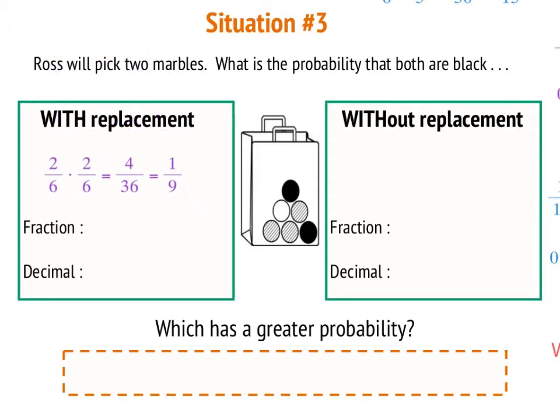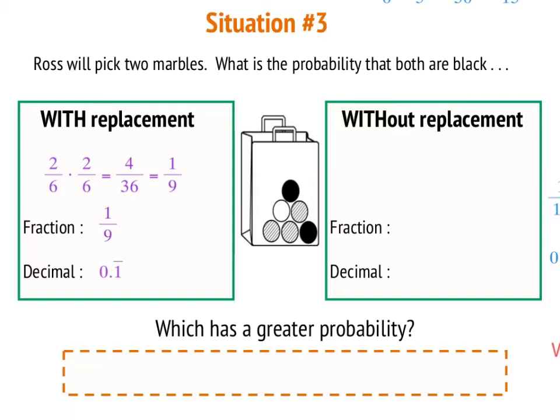We've got 2/6 and 2/6. 2 times 2 is 4. 6 times 6 is 36. That's going to reduce to 1/9. So I'm going to write that as my fraction, 1/9. But again, I'm going to be comparing probabilities. It's a lot easier to do that as a decimal. So 1/9 converted to a decimal is 0.1 repeating. Now let's try it without replacement.